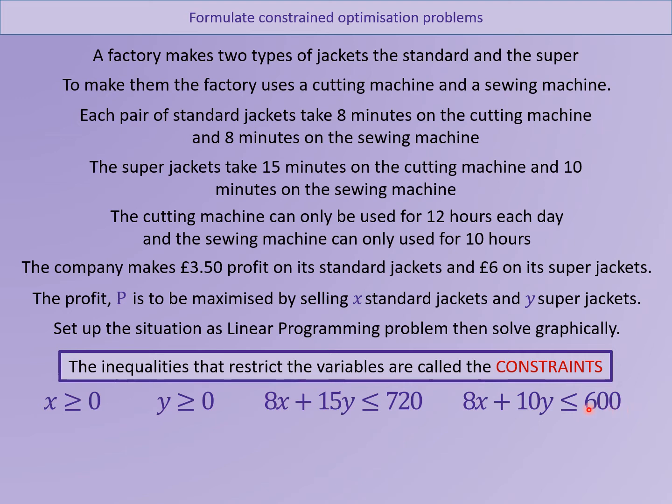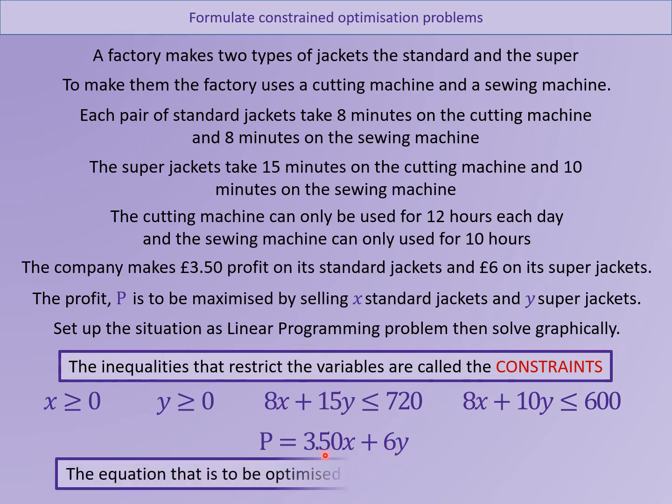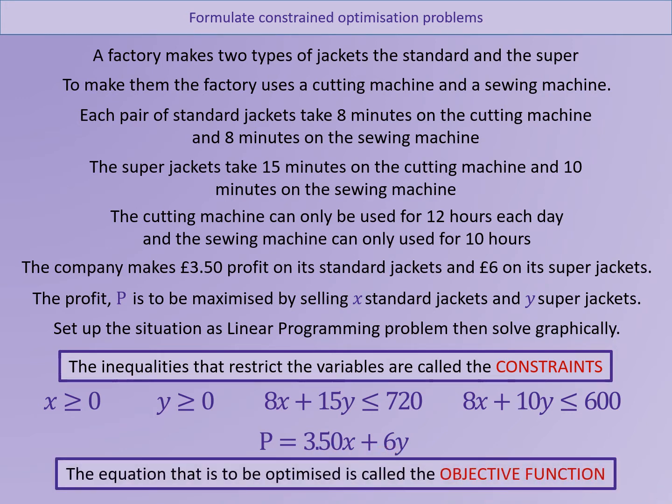Our profit function is this bit just here. This is what we're going to try to maximise. We get £3.50 for every X, £6 for every Y. And so I could write that as my profit is going to equal 3.5x plus 6y. You don't need the P equals. You could have that as an expression. That would be fine. But that's called our objective function. That's what we're going to try to maximise, or in some cases you might want to minimise that.